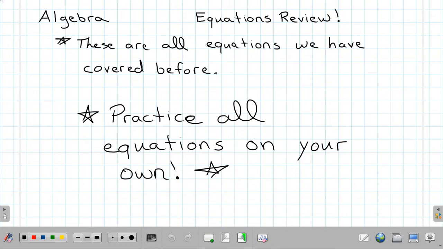Okay, so equations review. What we're going to do here is just work a bunch of different equations that we have covered in the past. I did want to point out that these are all types of equations we have covered before.